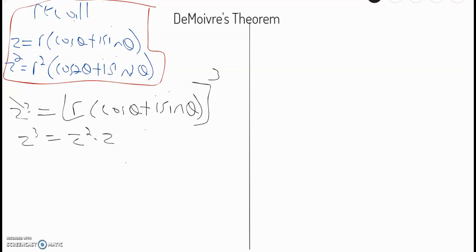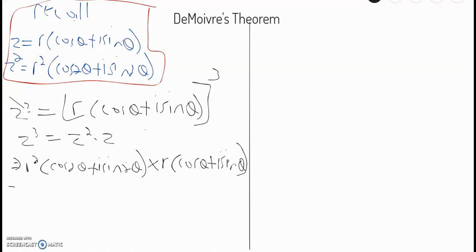We already know what z squared is. So this would imply r squared into cos 2 theta plus I sine 2 theta, all of this multiplied by z, which is r into cos theta plus I sine theta. Now, let us see where the expansion here takes us. Because we're multiplying here, we can take the product r squared times r, which would give us r cubed. Now I'm going to open my big bracket because I'm going to have to expand this.